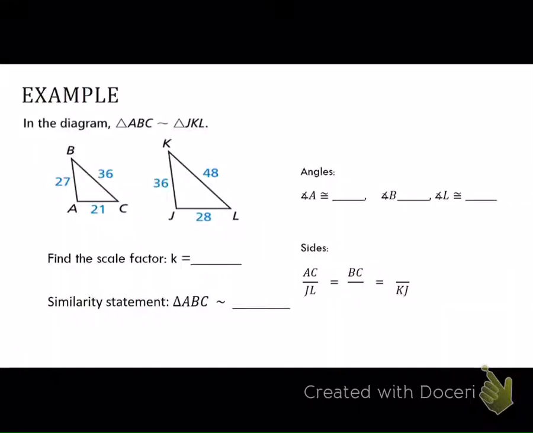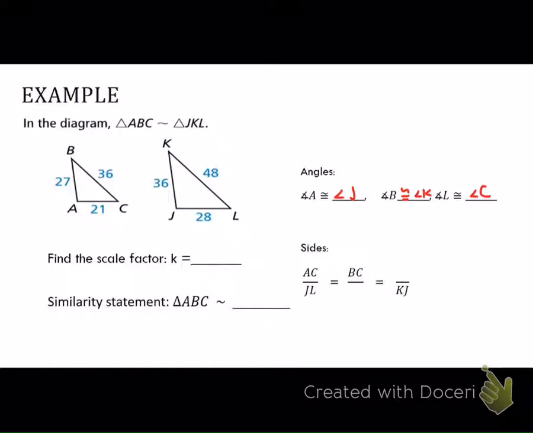Okay, so let's practice. In the diagram, triangle ABC is similar to triangle JKL. So Daniel, help me with the angles there. Angle A is congruent to what? J. Good. Angle B is congruent to angle? K. Good. And C. Make sure you draw that congruent symbol for angle B. It was not there for whatever reason, so make sure you're not just writing angle K there because it should say that it's congruent.